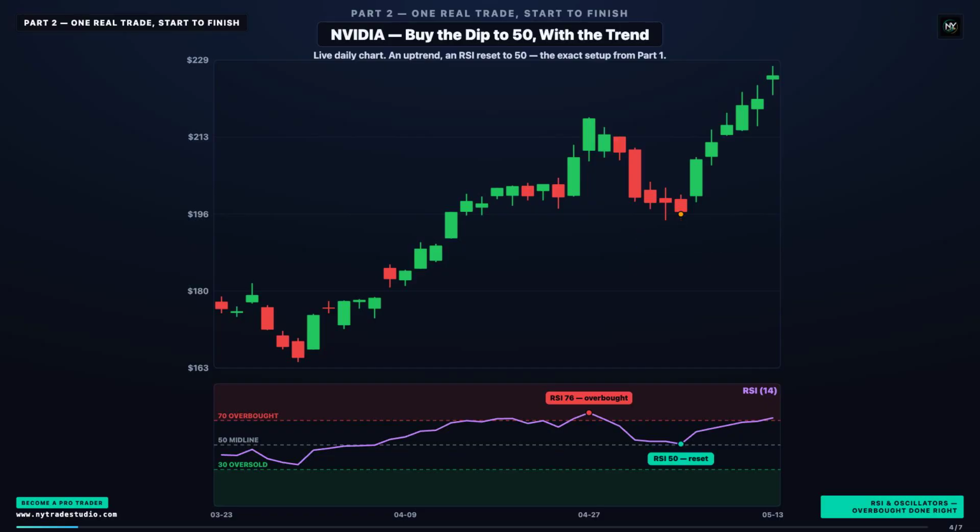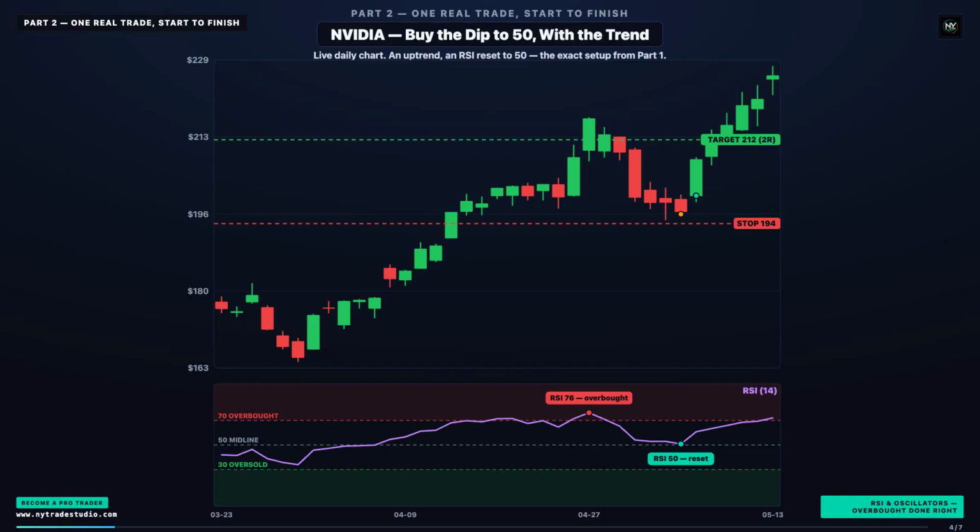So now we build the trade, calmly, in advance. We buy around 200 as price stabilizes and RSI curls back up off 50. Our stop goes just below the pullback low at 194, so our risk is about $6 a share. And our target sits at 212, exactly 2 times that risk, a clean 2 to 1. And notice the sizing falls out of the plan automatically.